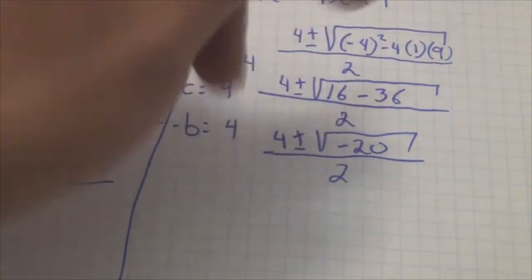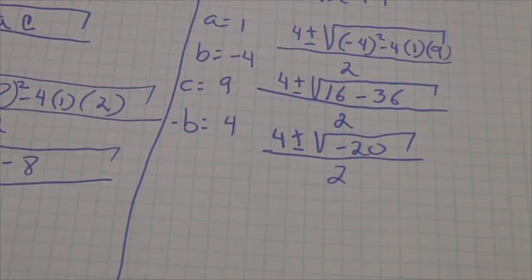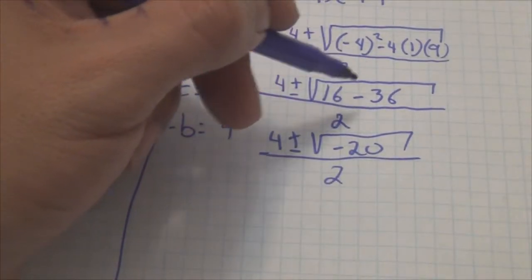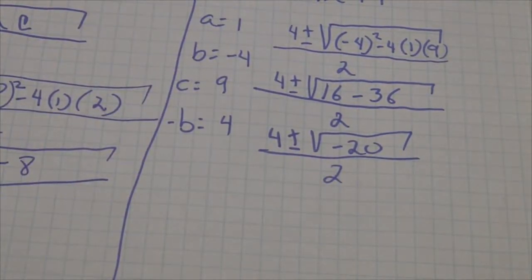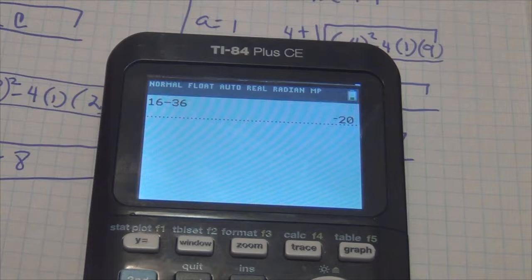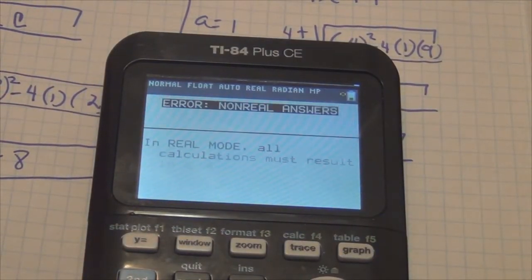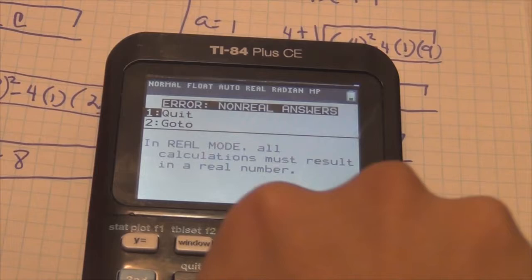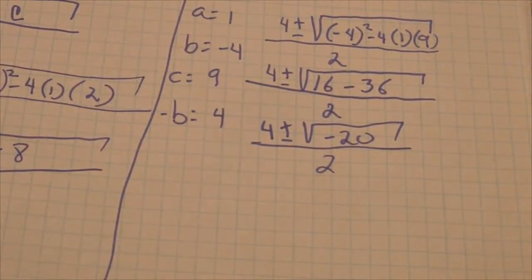Let's stop right here. This inside the quadratic, the square root, is called the discriminant. It determines whether you're going to have solutions or not. So look, I have the square root of negative 20. I'm just going to do it on the calculator. Square root of negative 20. Error. No can do. In real mode, all calculations result in real numbers. What does that mean? Can't do it. You cannot take the square root of a negative number.